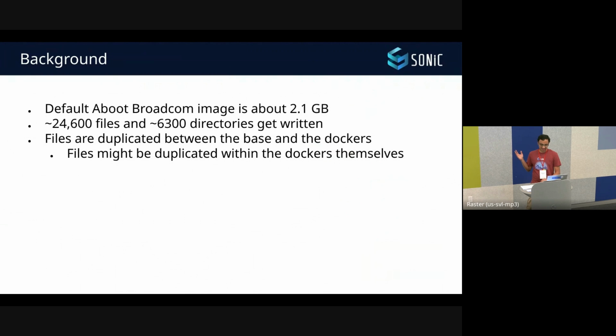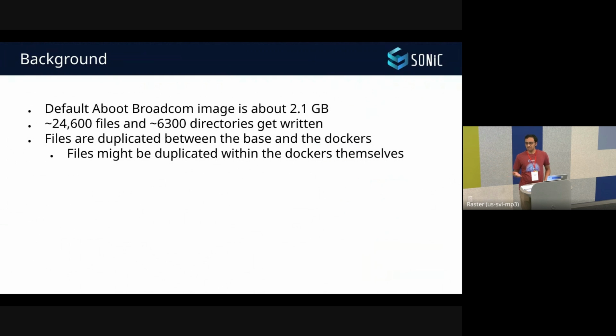So I took a Broadcom image from the master branch. I think this was as of a couple of weeks ago, and after installing it on a device, the disk usage was about 2.1 gigabytes. And looking at what got installed, there were about 24,600 files and 6,300 directories, which is a lot of directories. But also keep in mind, this is also including all of the Docker containers, so all of the files in there, the metadata, and so on that is present.